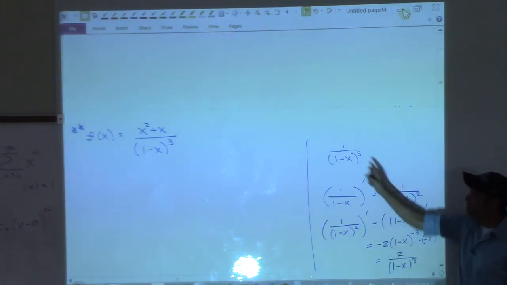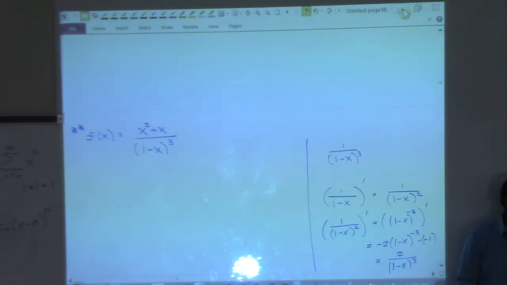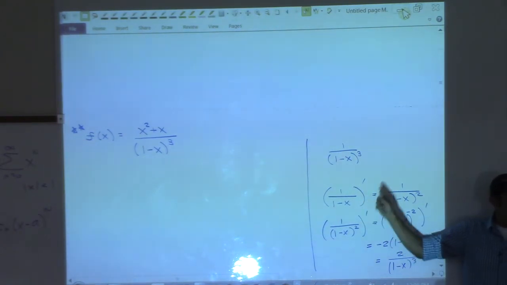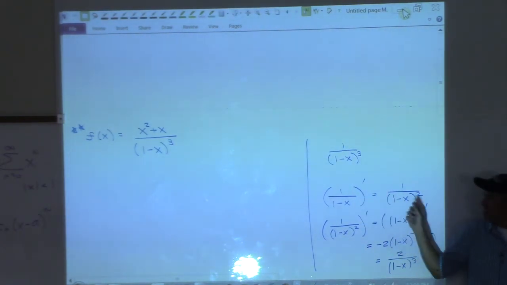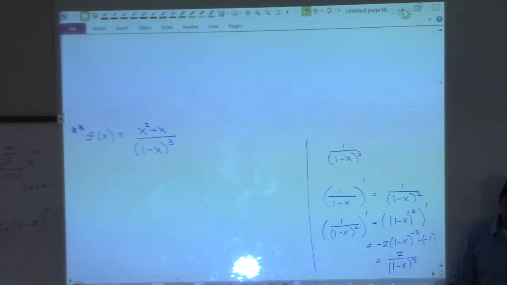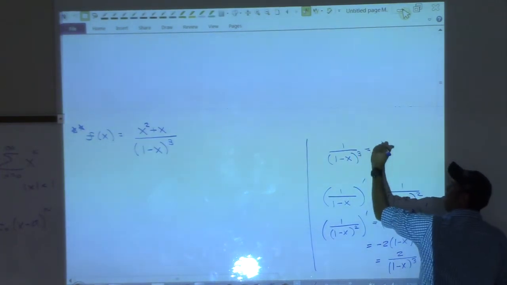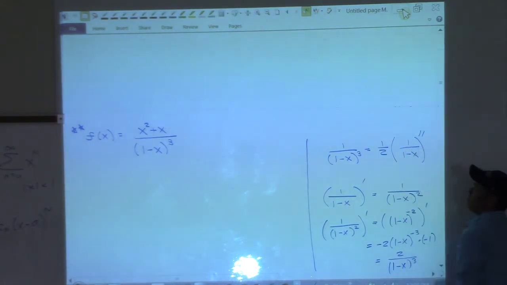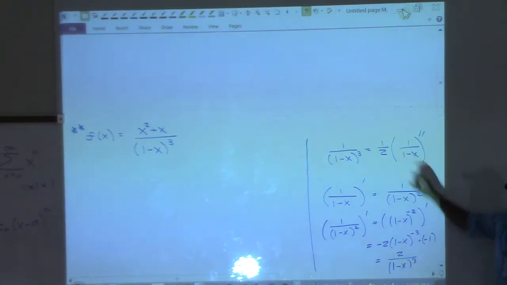So this is half of the second derivative of 1 over 1 minus x, right? The derivative of 1 over 1 minus x is this. The derivative of that is this. That's off by 2, right? So half of this is, okay. So this is half of the second derivative of that. Second derivative of that.